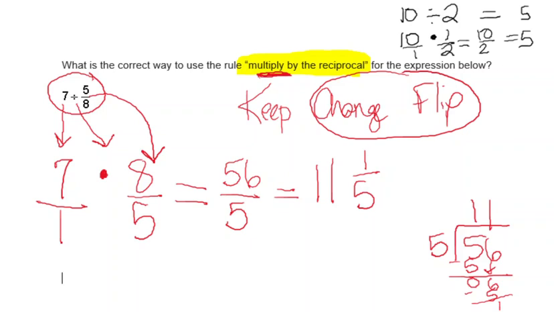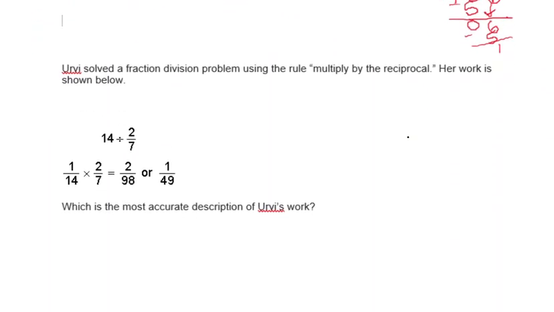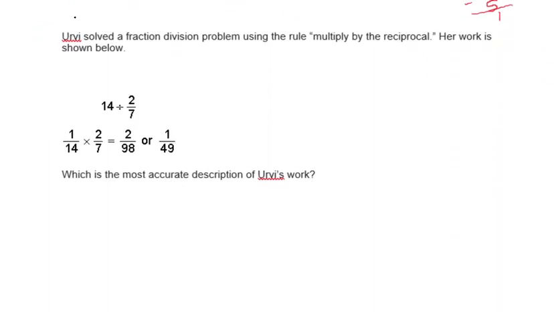So all division problems are equal to multiply by the reciprocal. Just remember, keep the first number the same, change the sign to multiplication, and then flip or find the reciprocal of the second value. Let's look at another problem here. Here you were given a student's work for this division problem.